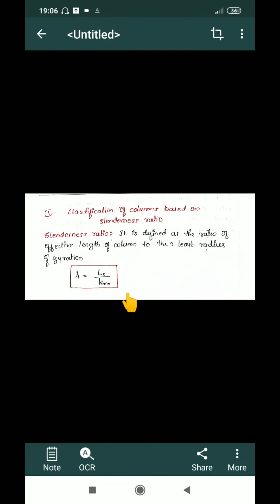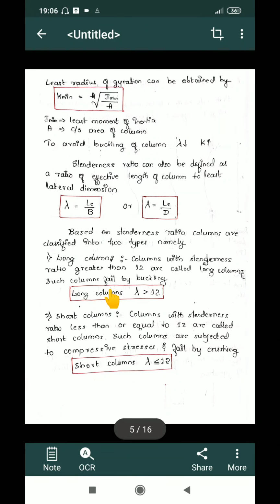Now let us study the classification of columns. Classification of columns is based on different criteria. First we will study based on slenderness ratio. Slenderness ratio is nothing but the ratio of effective length of the column to the least radius of gyration, LE divided by K minimum. The least radius of gyration I can obtain as the root of minimum moment of inertia over cross-sectional area.